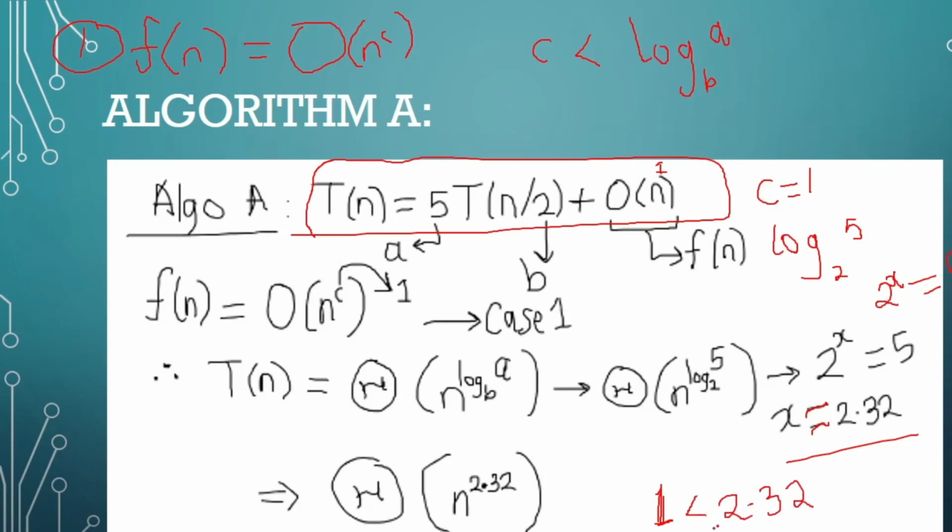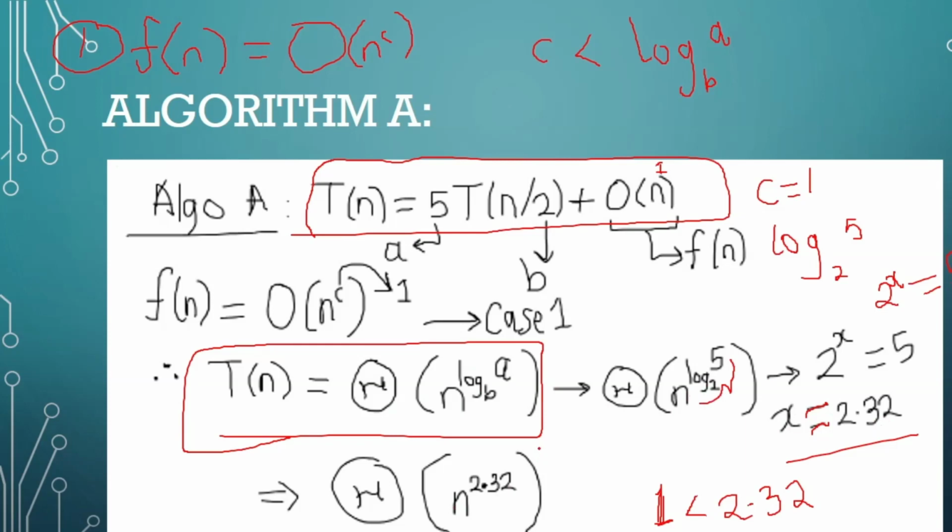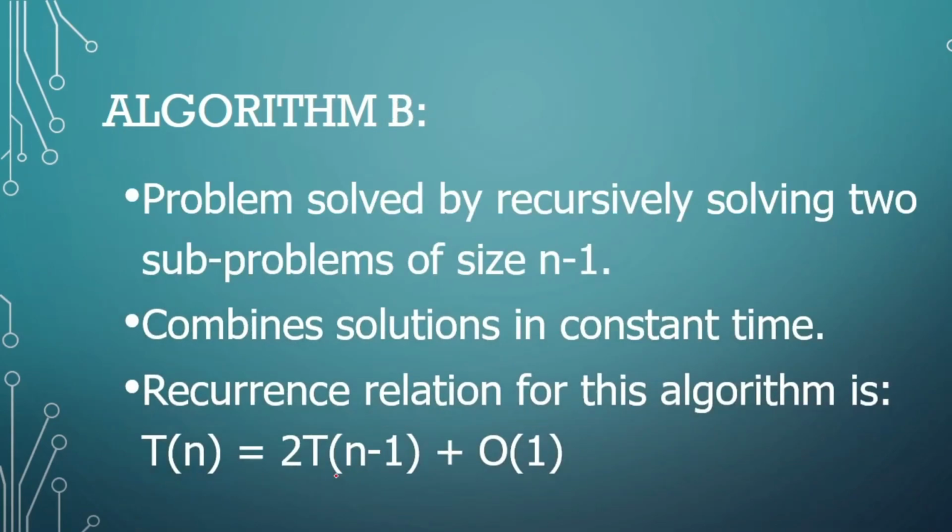Therefore, this suits case 1 of the master theorem, and we are going to be using the time complexity of case 1. So we just have to put in our values, n to the power of log base b of a, and we've already solved this part to be approximately 2.32. So the time complexity of algorithm A is Θ(n^2.3). Let's look at another example, algorithm B.